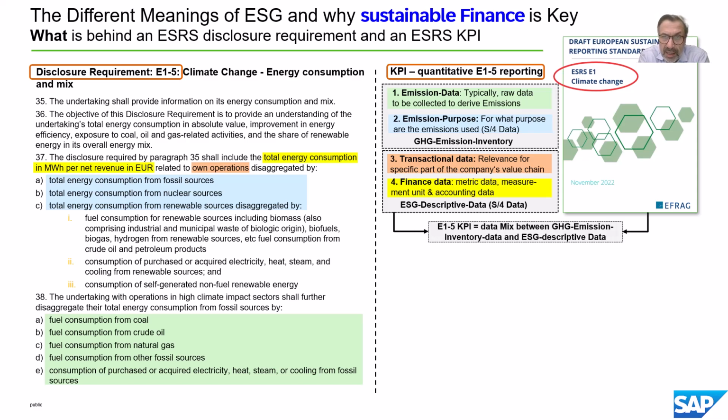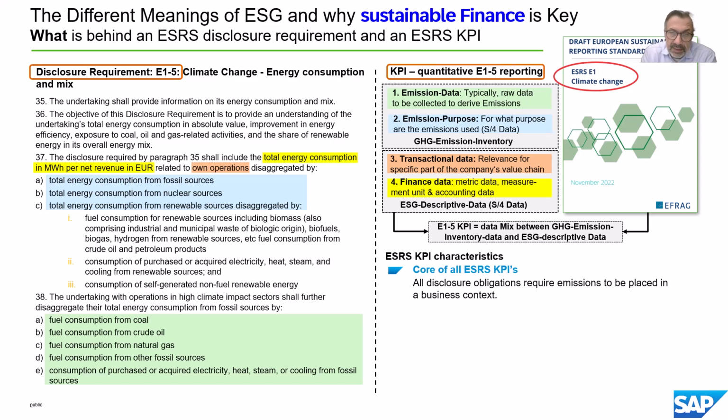And as I mentioned already, this KPI E1-5 is a data mix between greenhouse gas emission inventory data and ESG descriptive data. And as I mentioned before, 1,144 KPIs are needed to be reported based on the ESRS requirements. Three sentences are worth mentioning here.